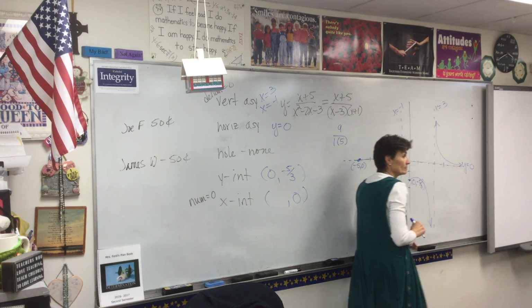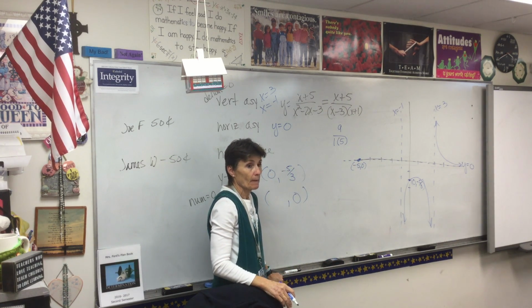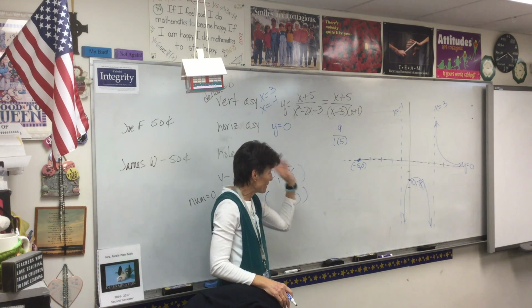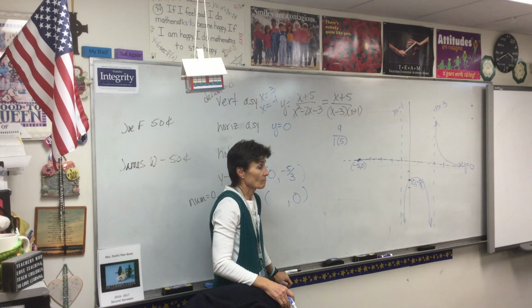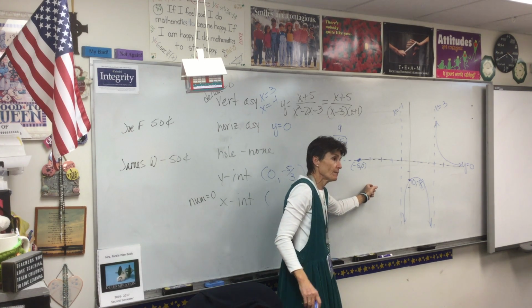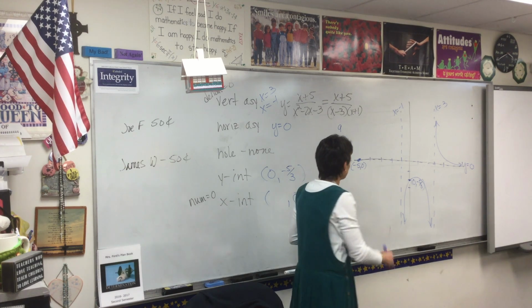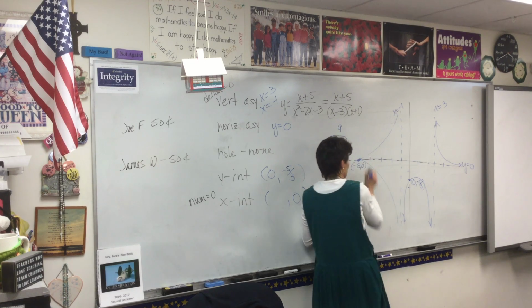Any number bigger than 3, I have to be on that side of the asymptote. Now, could I do the same thing over here? Yeah, in fact, I have to because I don't know whether this thing's coming down like this or coming up like this, do I?